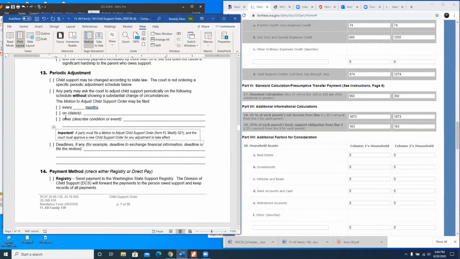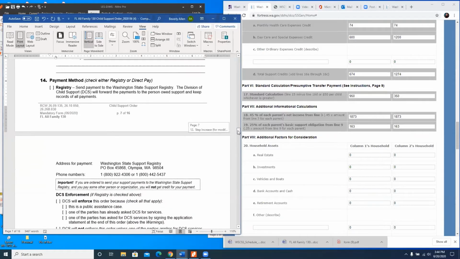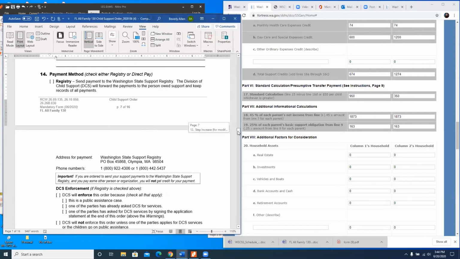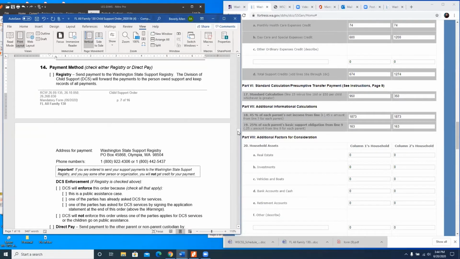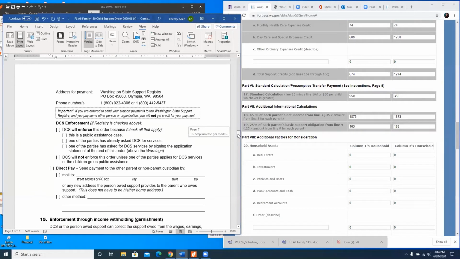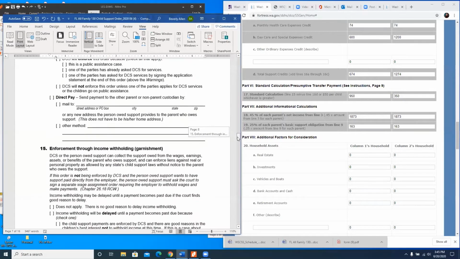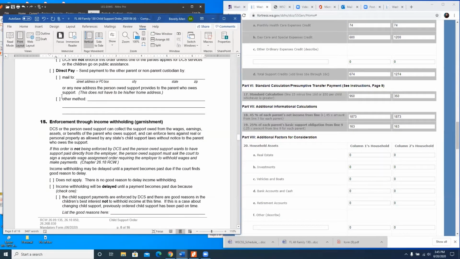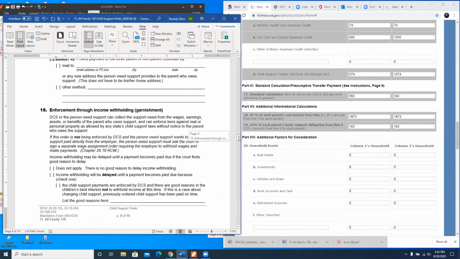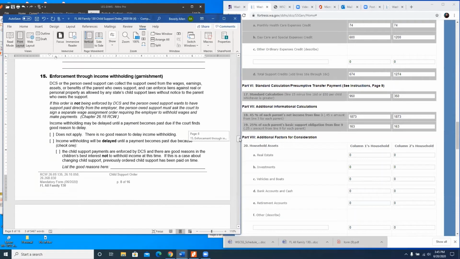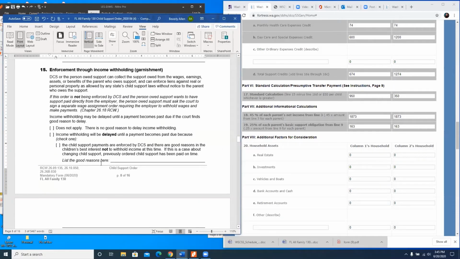Periodic adjustment, I usually just check that first box that we're going based off of state law. However, the court can also set different standards to adjust support. Payment method. I always recommend that someone goes with the registry. The reason is because they track and garnish the amount of support. It also makes it easy to prove, if you're the paying parent, that you've paid that. But you also have the option to say direct pay. That means the state will not collect, however, they can still enforce. That's what section 15 is about.